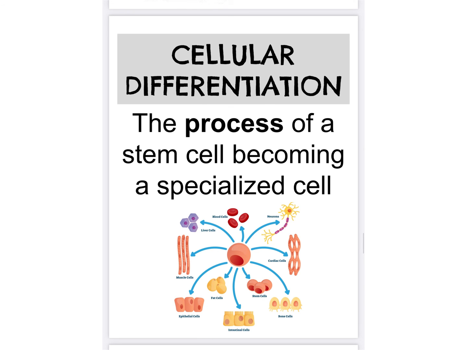Cellular differentiation is the process of a stem cell becoming a specialized cell. What we see here is how these stem cells become specifically a cardiac cell or specifically an intestinal cell. So it differentiates to become something specialized to do a particular job. Notice that picture looked like the stem cell picture, because what those arrows pointing away from the stem cell are really showing is them differentiating from each other.